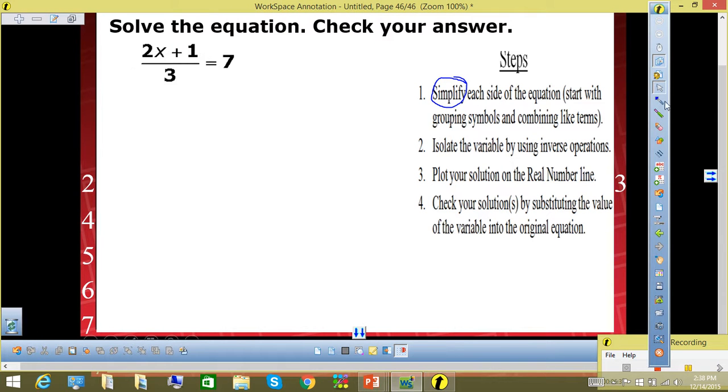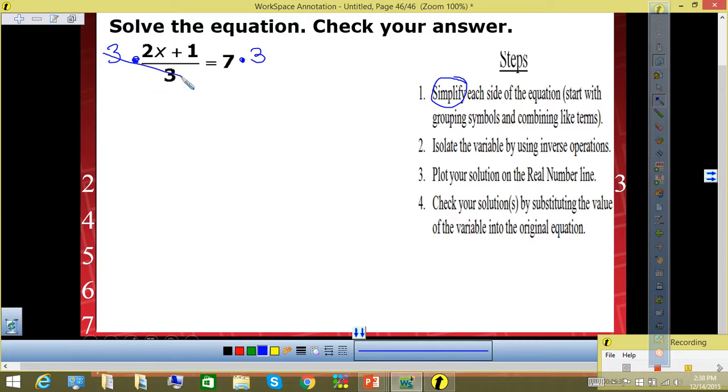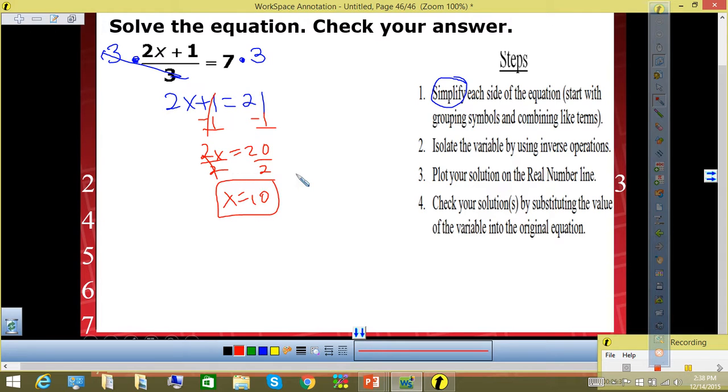So what is the 3 doing right now? Dividing. So what is the inverse? Multiply times 3. Multiply times 3. This becomes 2x plus 1 equals 21. Yes? So from there, what do you do? Subtract 1, subtract 1. We've been solving. 2x equals 20. Divide by 2. x equals 10. Yes? Fairly simple, right? Just that first step.